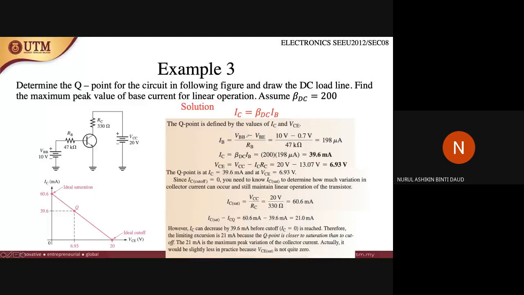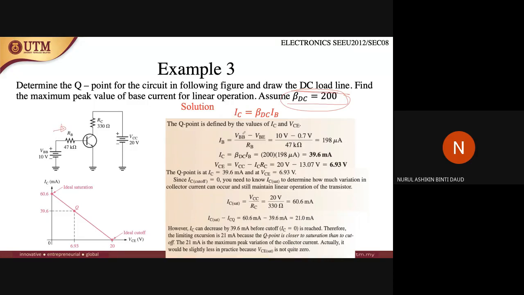For example 3, determine the Q point for the circuit in the following figure and draw the DC load line. You need to draw the DC load line and find the maximum peak value of base current for linear operation, and assume that the value of beta DC equals 200. First of all, to draw the DC load line, you need to find the value of IC, and for that you need to know the value of IB first. So how to find the value of IB?